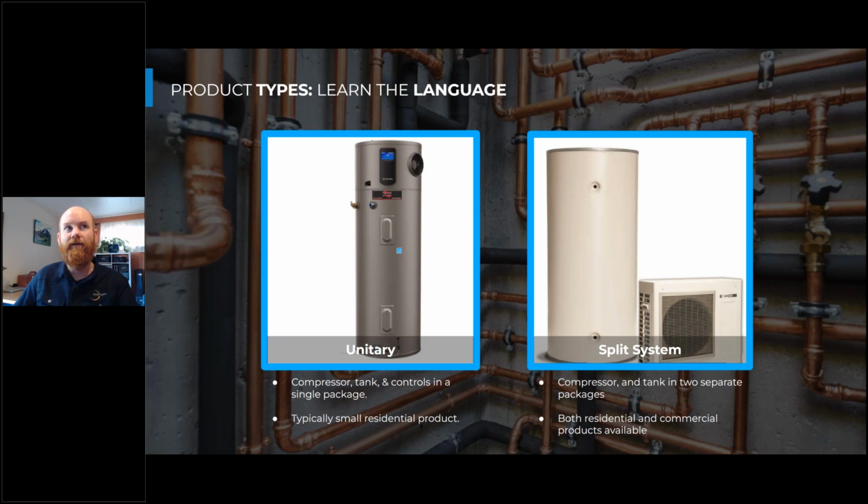But all in all, we have two types of heat pump products. Unitary, it's all packaged together. Split system, the heat pump is separated from that storage tank.